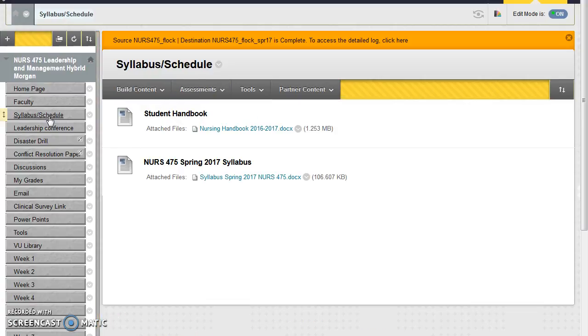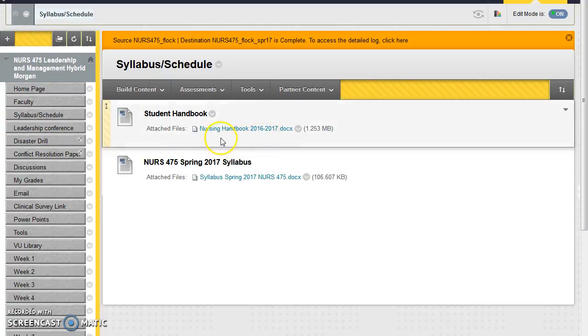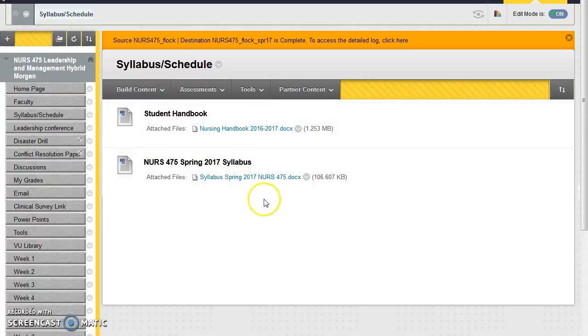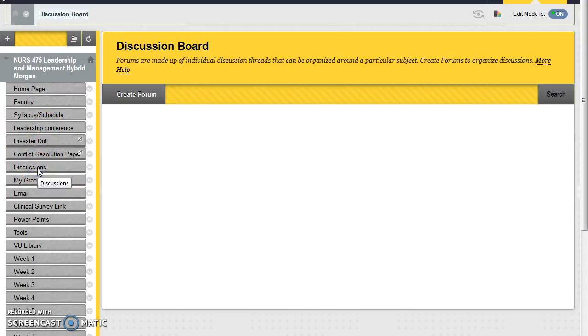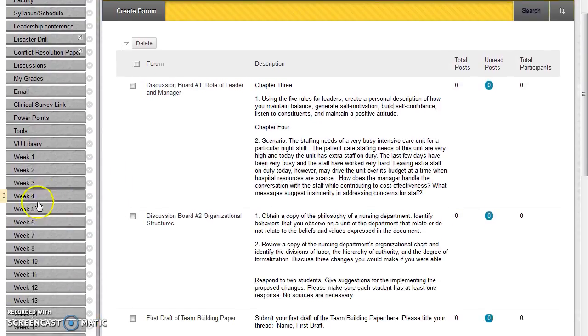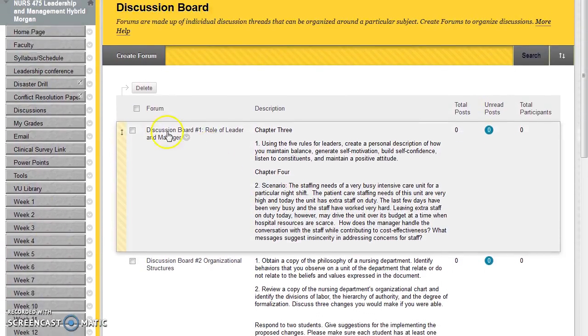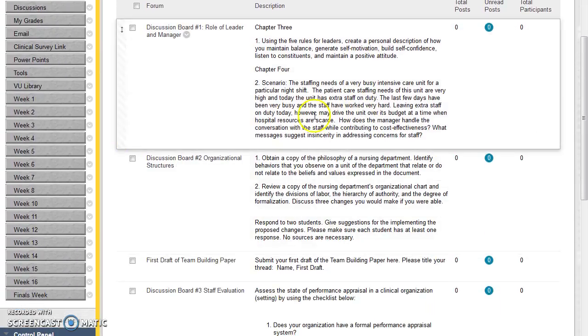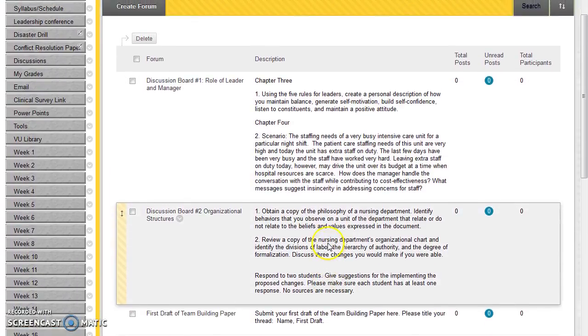Looking at the syllabus and schedule, I have the nursing handbook from 2016-2017 school year here as well. And then here's the syllabus, which we'll go over in just a moment. Leadership conference tab. Here is your discussion boards. They are also in your weekly tabs as well, or you can get a list of all of them. Some people like to work ahead, or however works best for you. I have them all listed here.